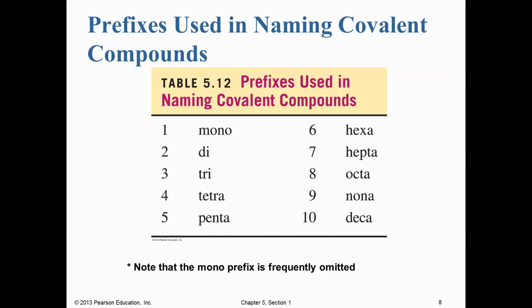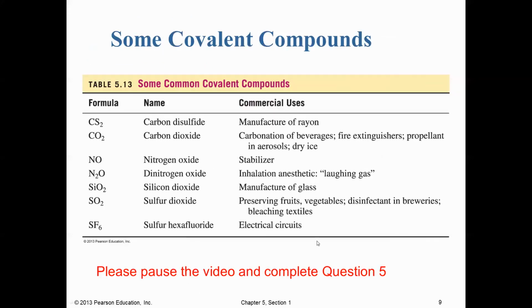So here are our prefixes. We have mono, di, and tri, meaning 1 through 3, tetra, penta, etc. And I should point out that the mono prefix is generally omitted in the name. If there's no prefix, assume that there's one of that particular element. And so on the next page we have a list of some compounds here and their names.